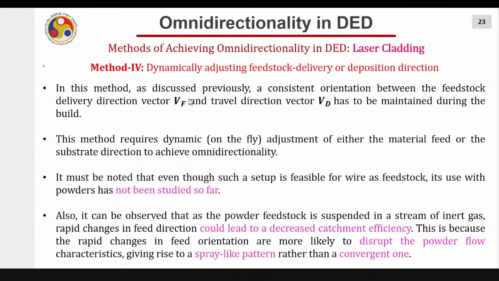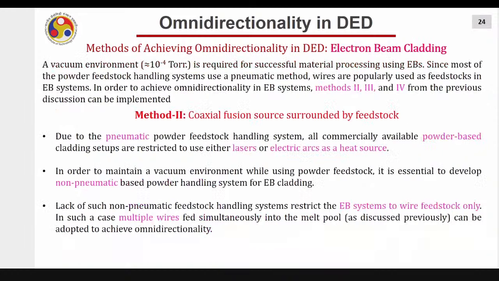Why? Because it can be observed that the powder feedstock is suspended in a stream of inert gas. If you rapidly change the direction or the position of the laser head, it could decrease the catchment efficiency. This is because rapid changes in the feedstock orientation are more likely to disrupt the powder flow characteristics and hence give rise to a spray-like pattern rather than a converging one. May not be a good one. But if it is for wire, yes, people used to do that.